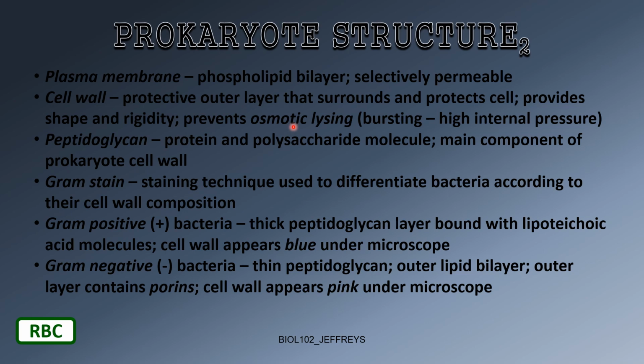So the osmotic pressure inside of the cell is extremely high. And if there was nothing to surround it and hold it in, then that cell would fill up with fluid, and just like an overfilled water balloon, eventually it would burst. So the cell wall, kind of like the cell wall in a plant, prevents the plasma membrane from bursting, from lysing. We call that osmotic lysing, bursting at a high internal pressure. Okay, so cell walls are made of peptidoglycan. It's a protein and polysaccharide molecule, the main component of the cell wall, and we'll see the illustration from your text here in a minute.